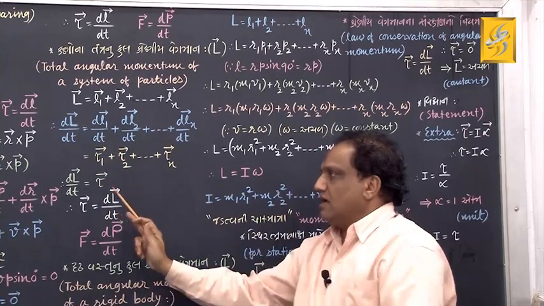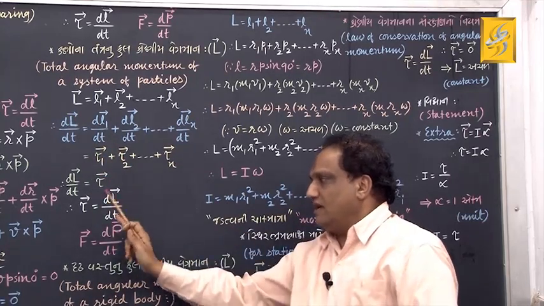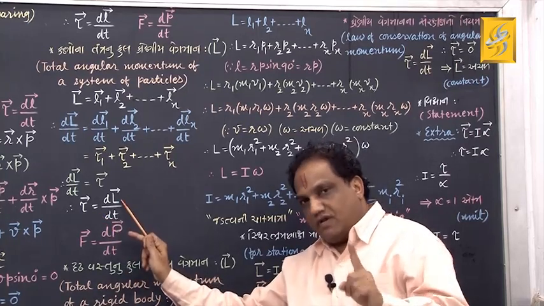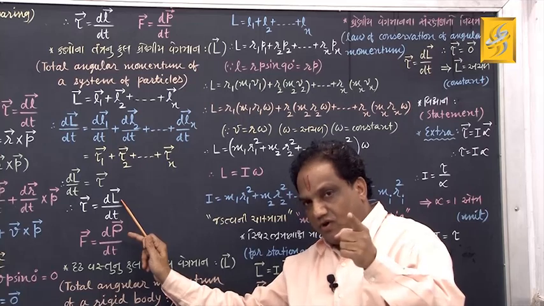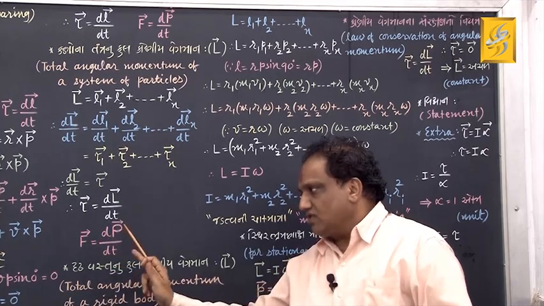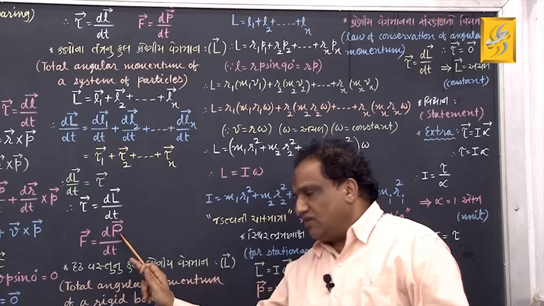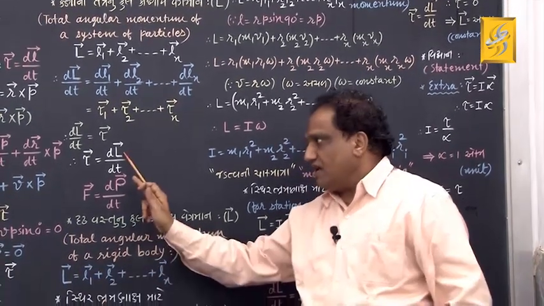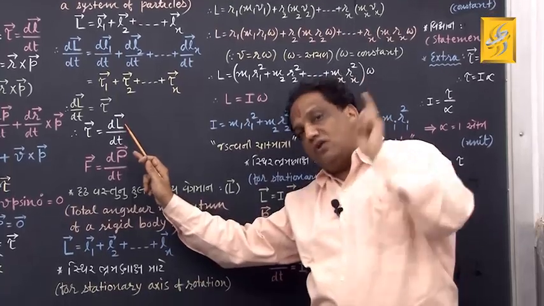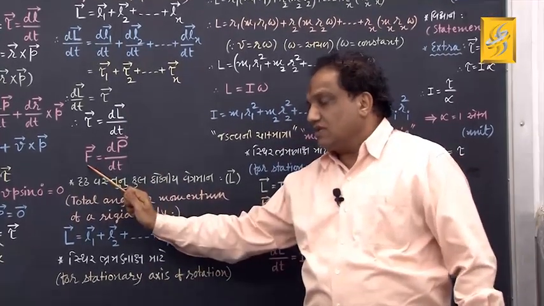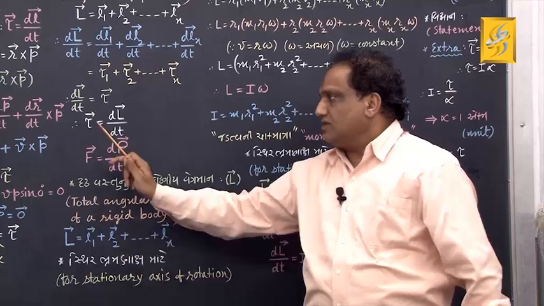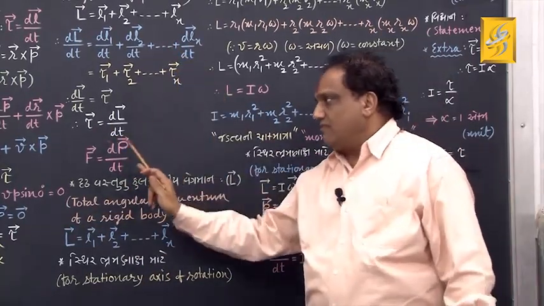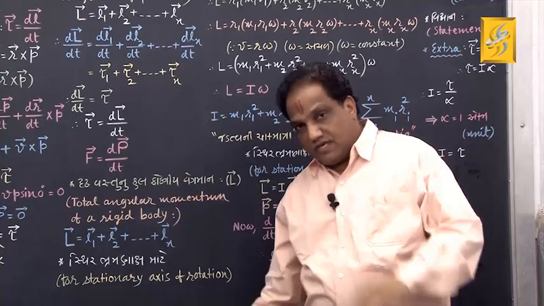Just write it in reverse. Vector tau equals vector dL by dt. But which L? Here, capital L. And remember in the first chapter, we had obtained the equation vector F equals vector dP by dt. Which P was it? Capital P, the total linear momentum of a system. Which L here? Capital L, the total angular momentum of a system. This was the resultant external force. This is the resultant external torque. Correct? Would you like to give a statement from this result in words?